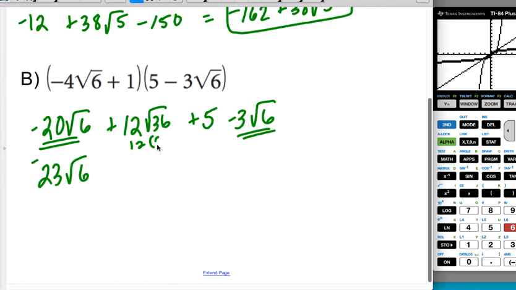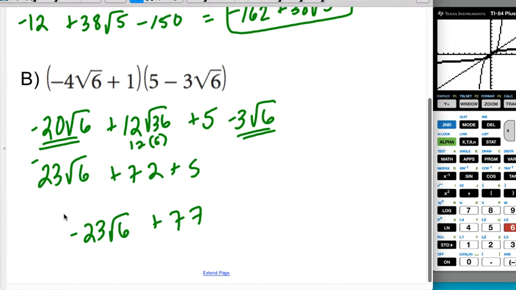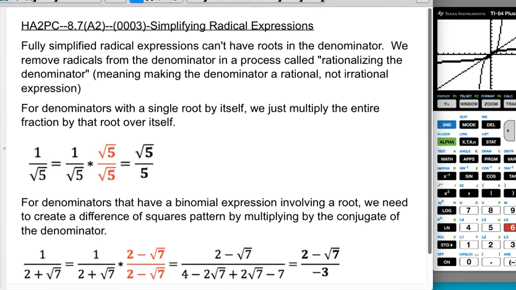This is a 12 times a 6, right, which should give me a 72. So I get a 72 plus 5, so I think my final answer is a negative 23 root 6 plus a 77. And again, you could write the 77 minus the 23 root 6. It doesn't matter. That's totally fine. And that's it for that video.